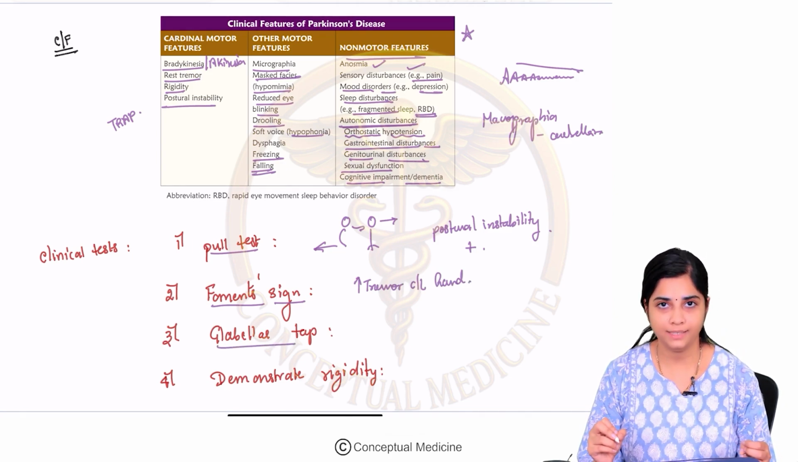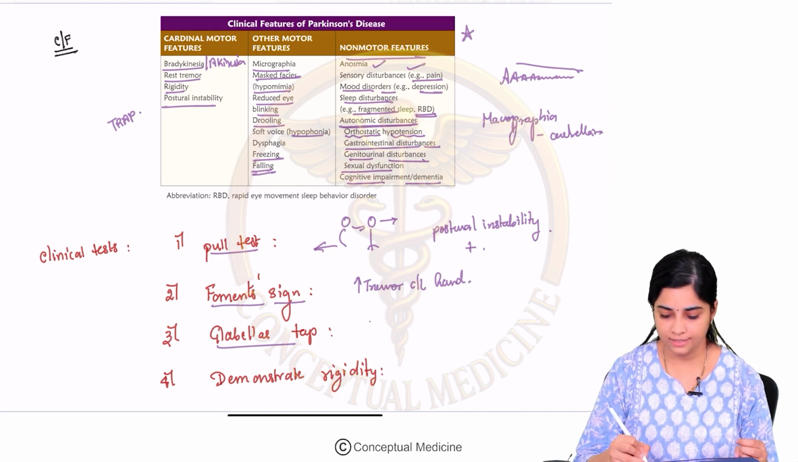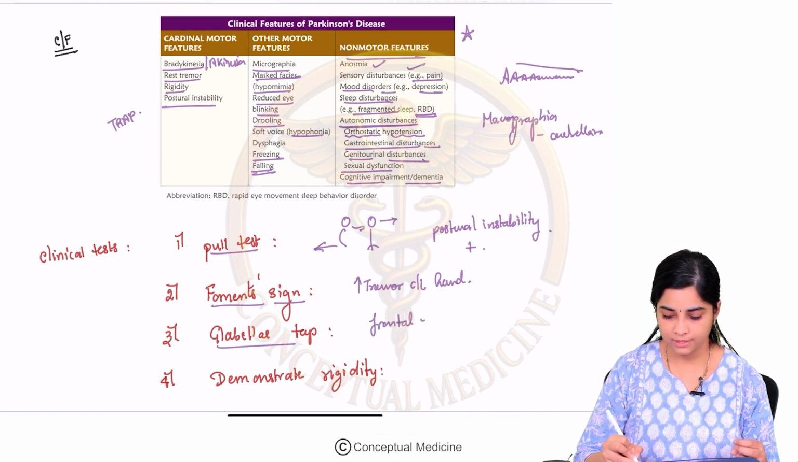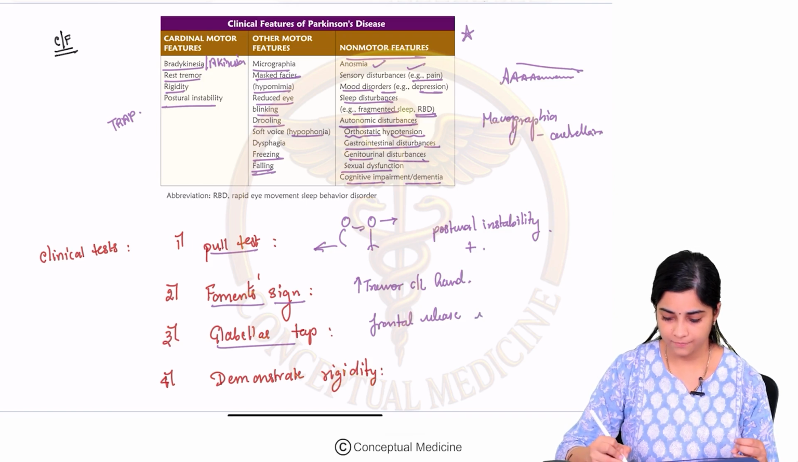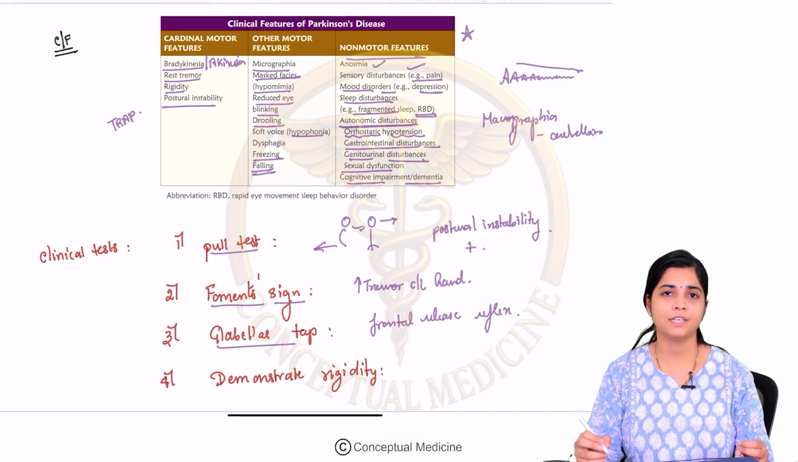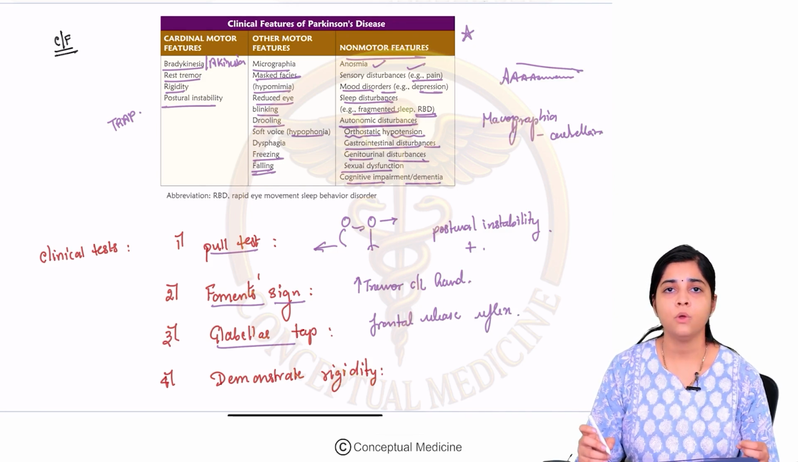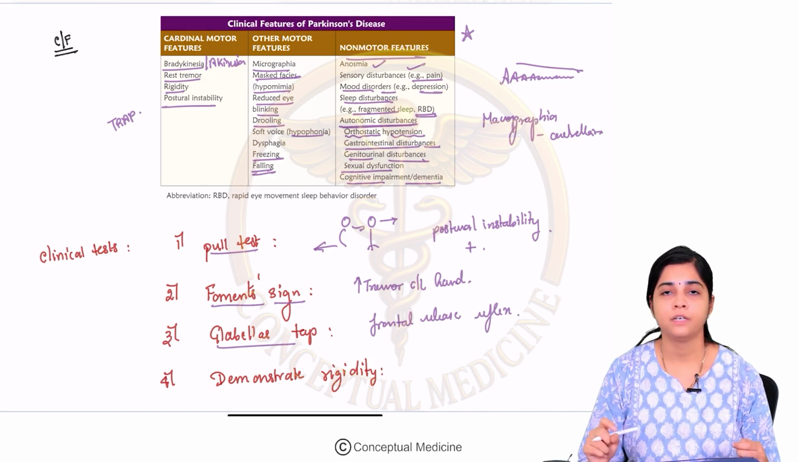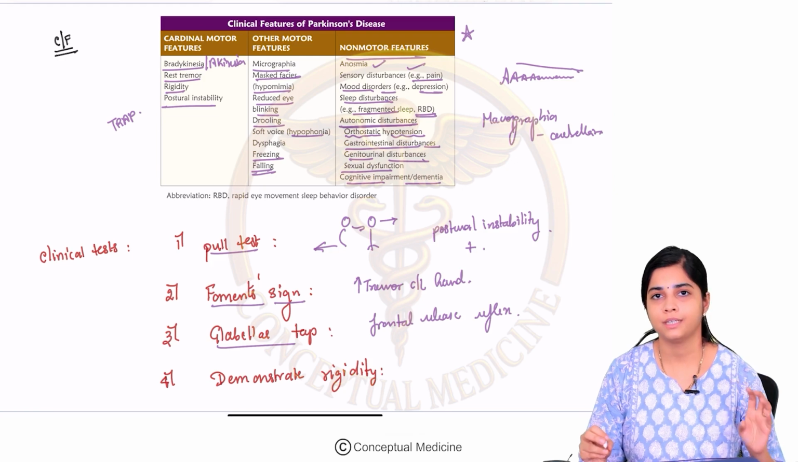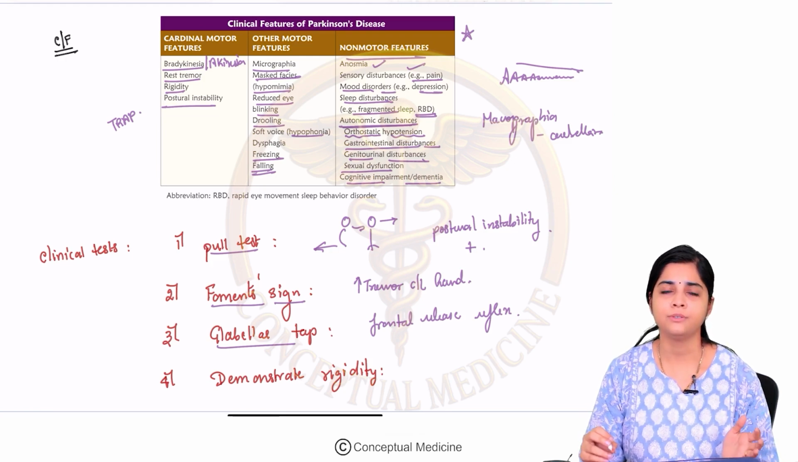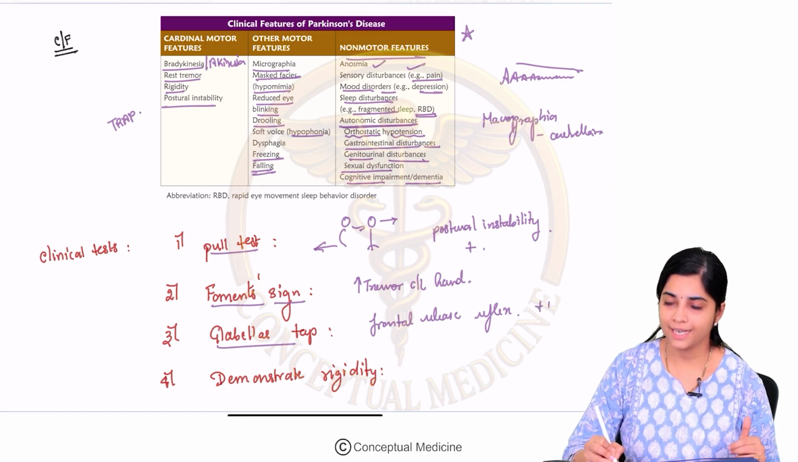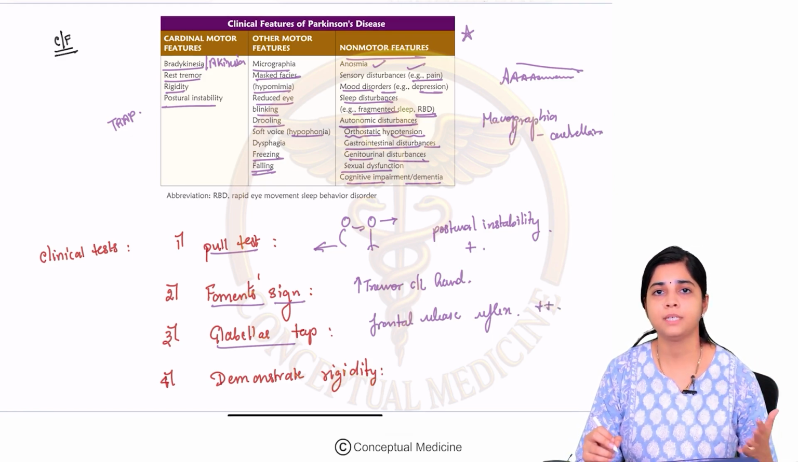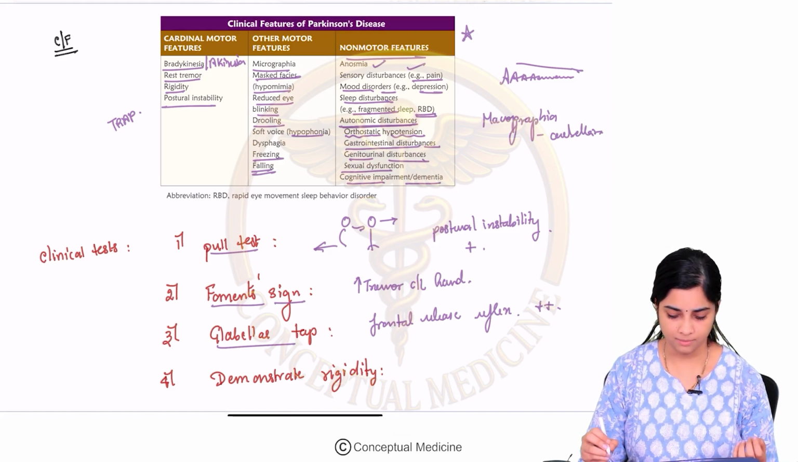Then glabellar tap. Glabellar tap is basically indicative of a frontal release reflex. So whenever you tap on the glabella, usually the blinking will not continue for more than about 5 to 10 times once the patient gets used to it. But here the glabellar tap sign is positive. The patient continues to blink however many times you tap on the glabella.